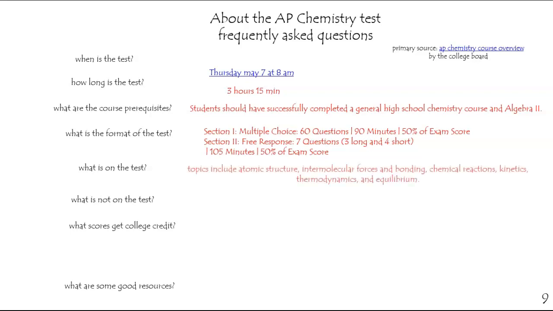The test covers typical college level chemistry. It's a little bit just like a general chemistry course. It does not include much organic chemistry, but it covers typical college level general chemistry topics.